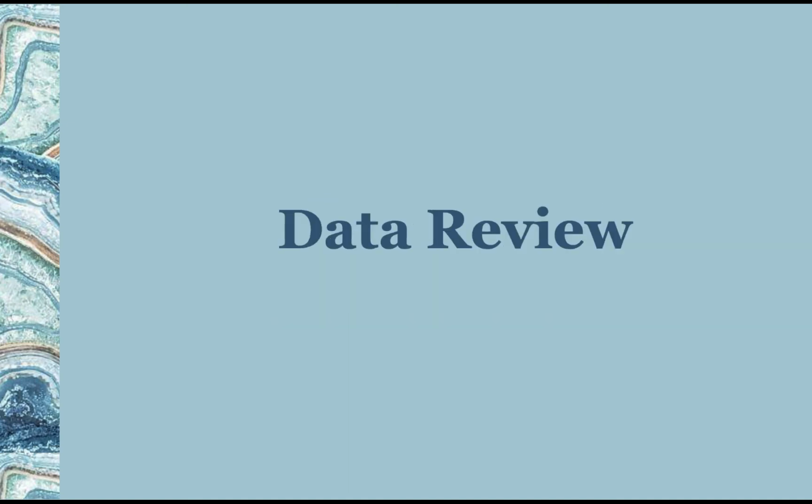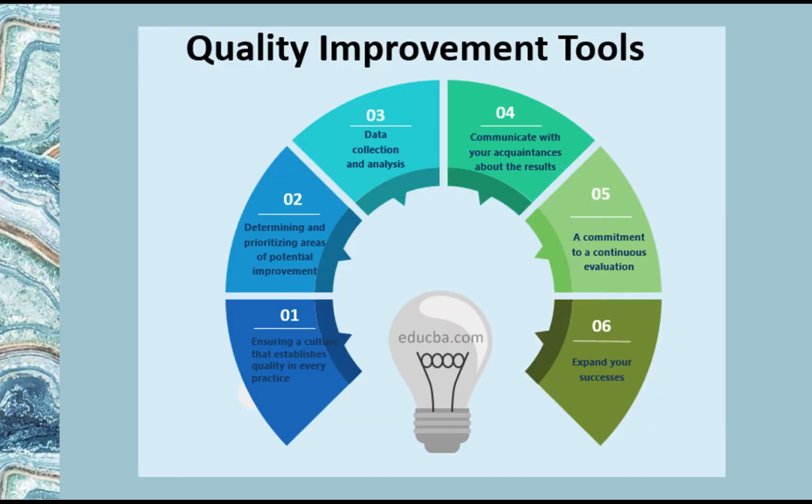Chapter 14, we're going to do a quick review of data. So the process for quality improvement for utilizing the tools, and you can follow them around. The first is just ensuring that the culture establishes quality in every practice. Remember, it's all about that commitment. Those are some of the qualities of an HRO organization. The second is determining and prioritizing areas of where we need to improve. The way to do that is patient safety is first. So which one has the likelihood to cause the most harm, and you work and prioritize those first.